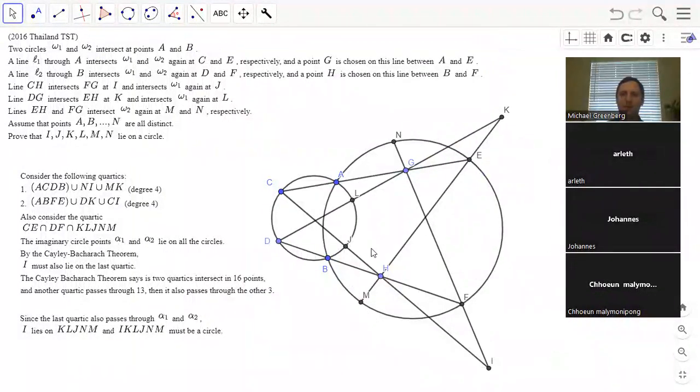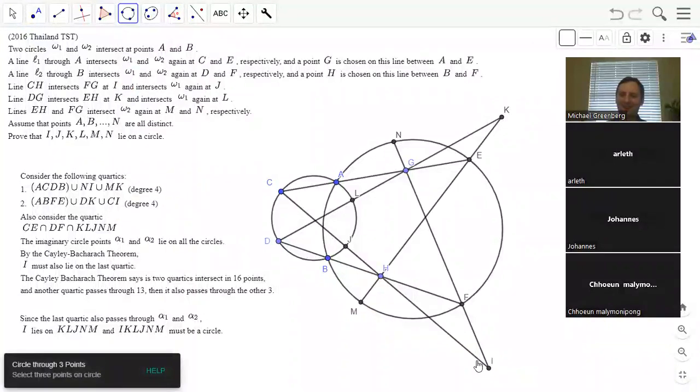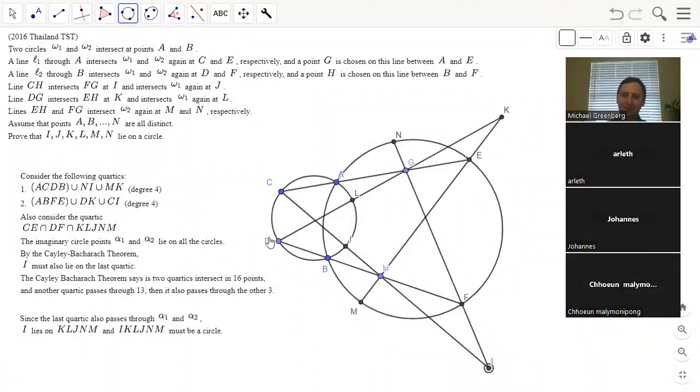You think they came up with this problem by using this? They might have. I don't know. Every so often there is a problem, like in last year's EGMO or something. You can never be sure, but sometimes it really looks like they just tried to find an interesting Cayley-Bacharach application. That's fine. So maybe we could show angle DLJ equals angle LNI.